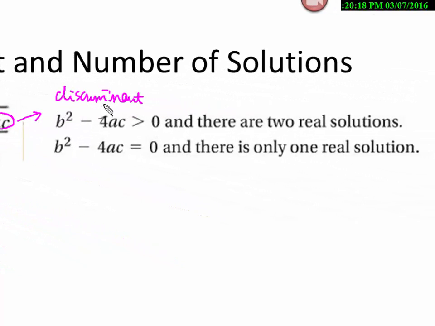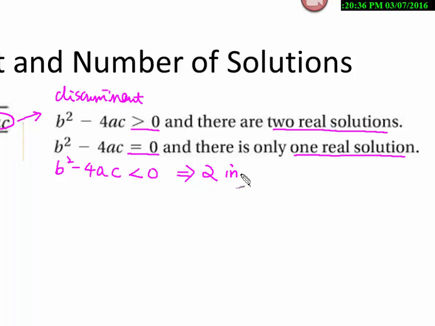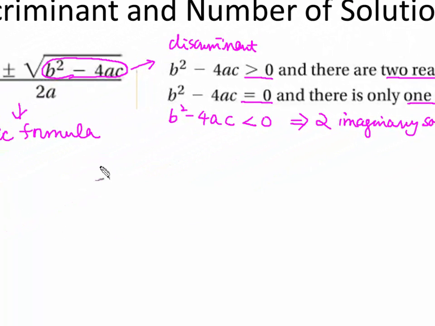When the discriminant is bigger than 0, we have two real solutions. But when it's equal to 0, we have only one real solution. And when it is less than 0, we're gonna have two imaginary solutions, which we're gonna talk about in the later sections. So let's see how it works.